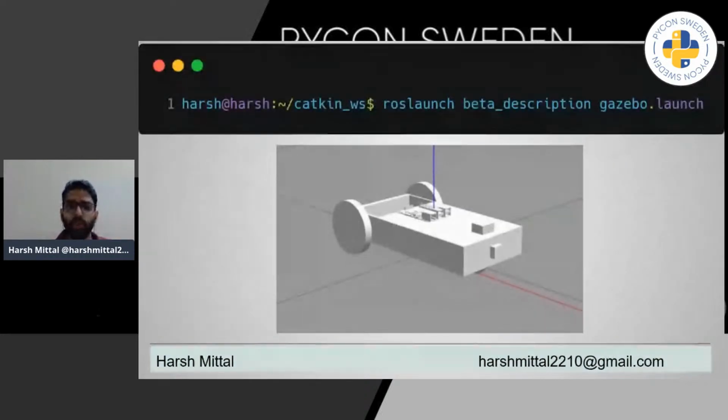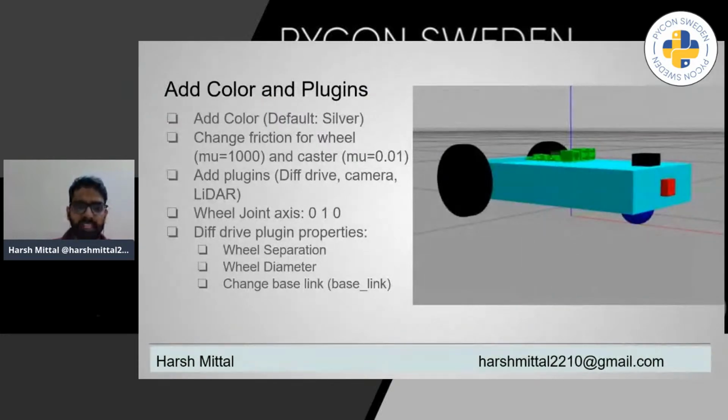Okay, now if you launch it, this is how our bot will look like. So by default, the color and everything is set to default, that is silver. You need to make all those different changes, like add different colors according to your own need. Then you need to also specify the friction values. So for example, for wheels, the mu should be close to 1000, and for the caster wheel you can keep it to 0.01 or 0.02. Then you can also add all the different plugins.